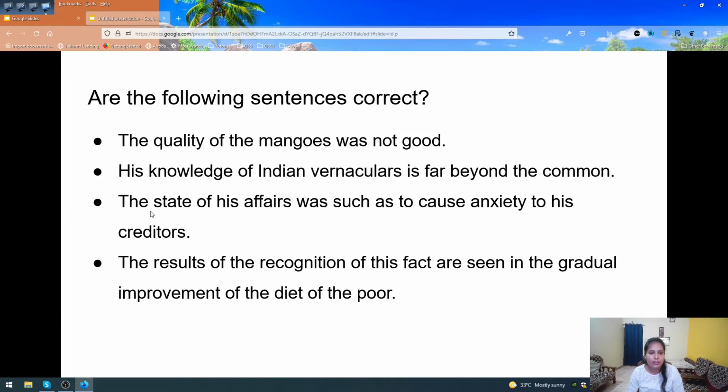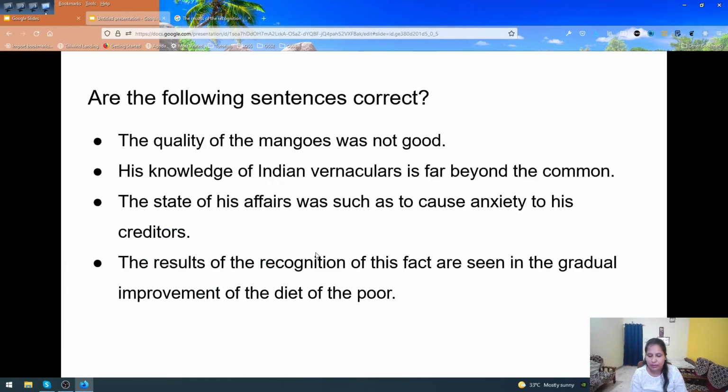Our third sentence is: the state of his affairs was such as to cause anxiety to his creditors. The state of his affairs means there was a lot of work which he was doing. So here we are talking about more than one affair. Can we write was here? No, we cannot. We should write were, W-E-R-E. The state of his affairs were such as to cause anxiety to his creditors.